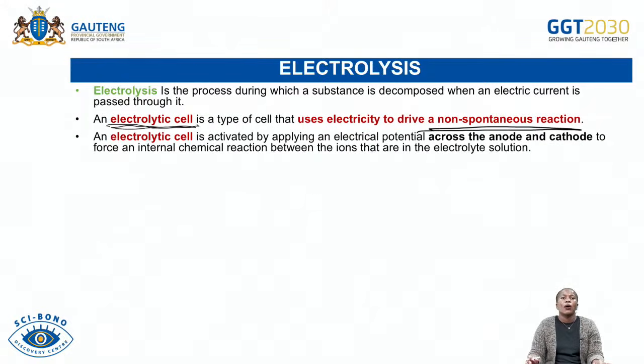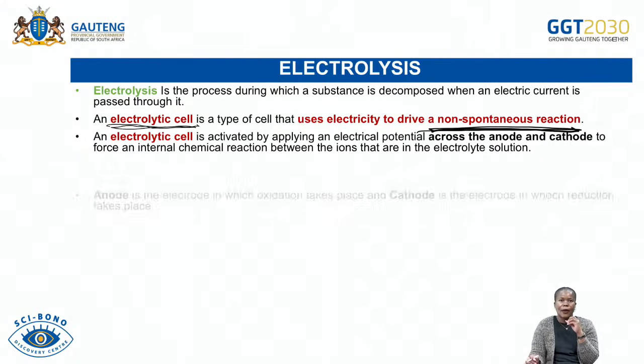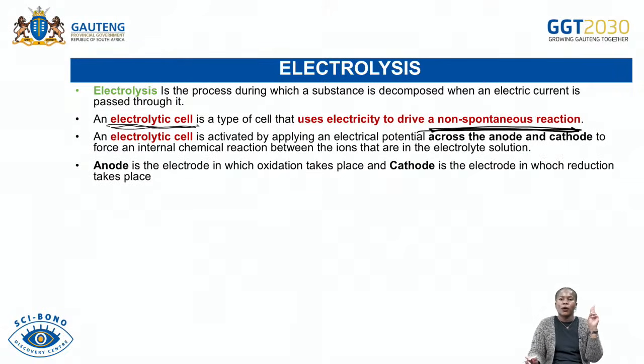Now, an electrolytic cell is activated by applying an electrical potential across the anode as well as the cathode. Hence, we say it is non-spontaneous. Now, remember we spoke about the two electrodes. Again, I want you to take note of them. Nothing has changed.